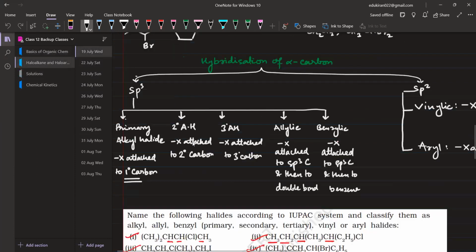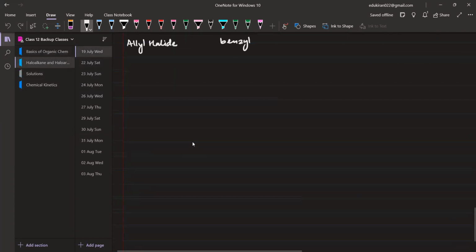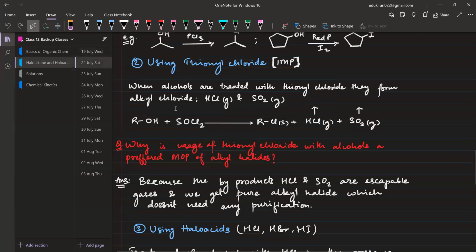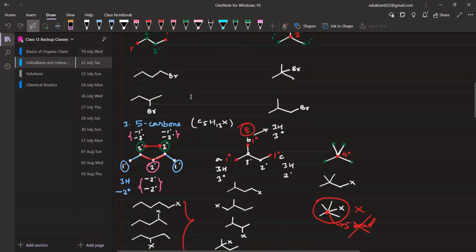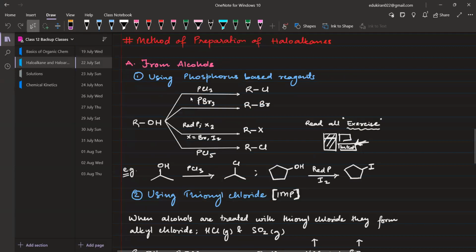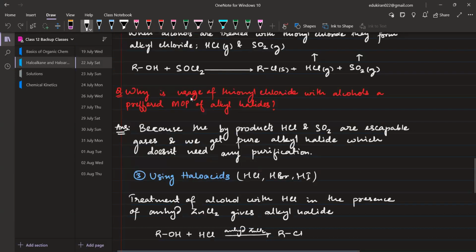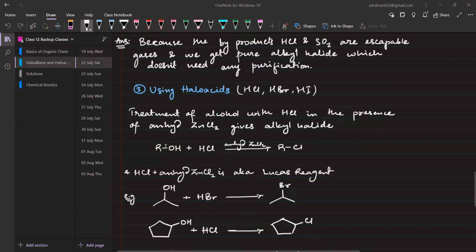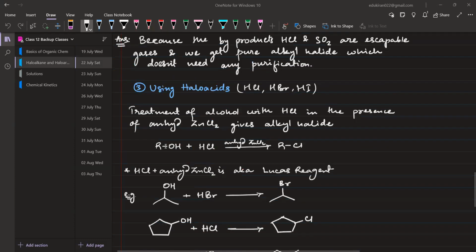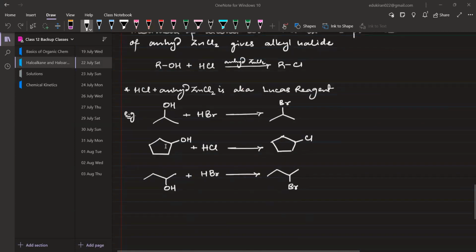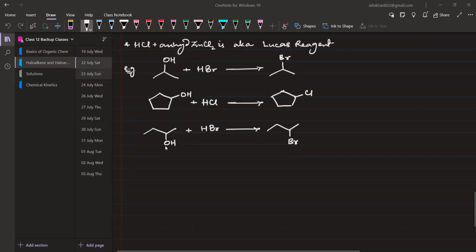You will not find any what type of question here, you will find what type of question from here. Isomers, method of preparation using alcohol. Why is the usage of thionyl chloride with alcohols a preferred method of preparation of alkyl halides? You are going to only write this question. Then you are not going to write the answer, the answer you should remember. Using halo acids, and so on, you have read.